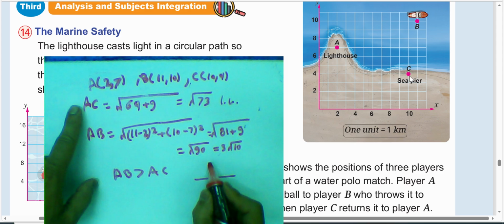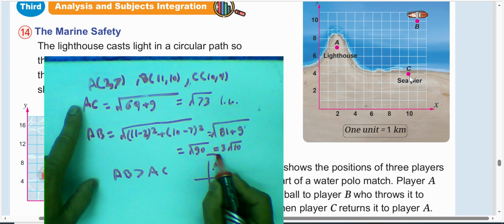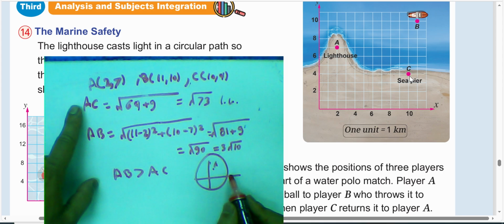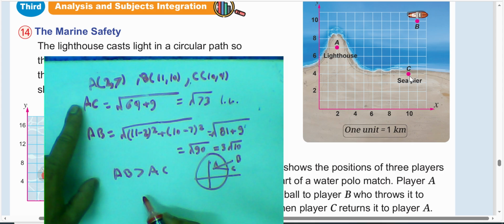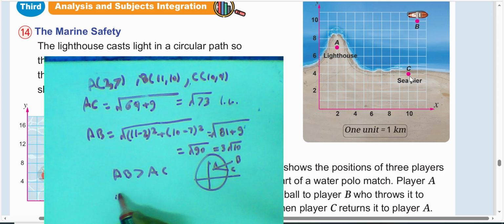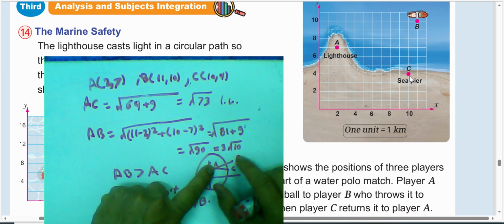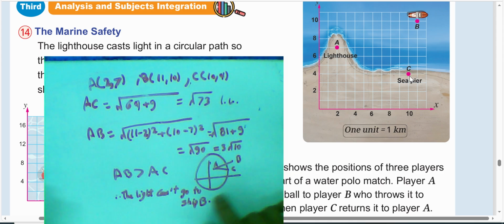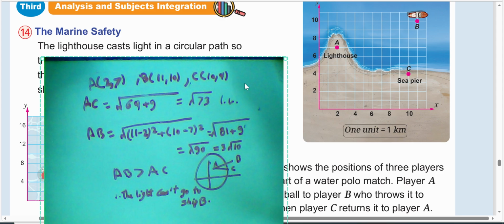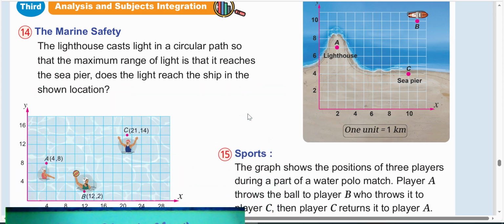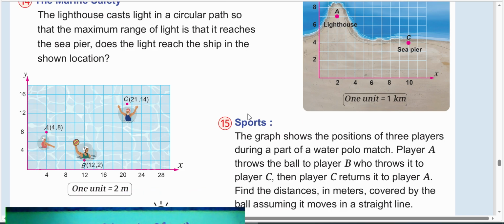What's the meaning of this? The meaning is that we have the light going to the point C, but point B is outside. Then the light can't go to ship B. It's impossible because the light goes from A to C and the distance between A and B is greater than AC. The light of the lighthouse can't reach. Then does the light reach the ship or not? No, it's not going to the ship.